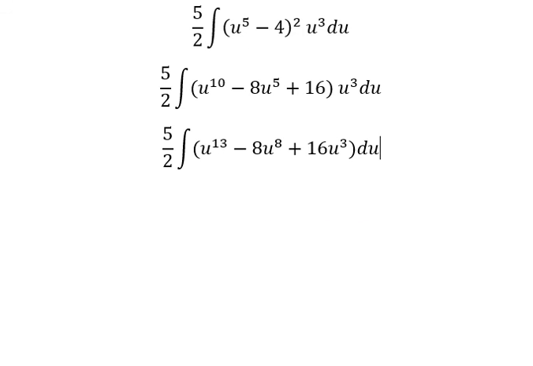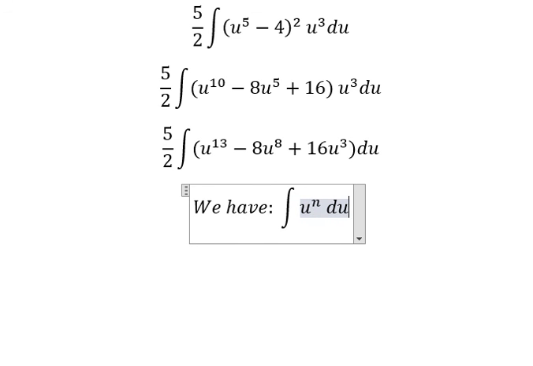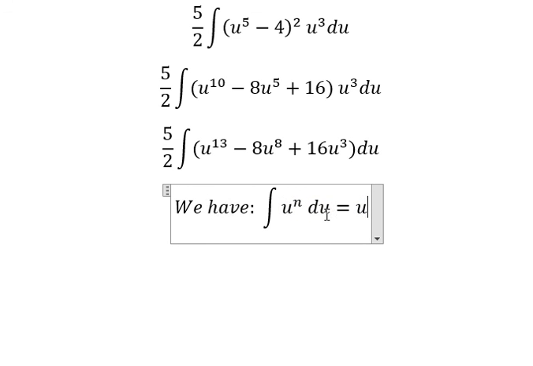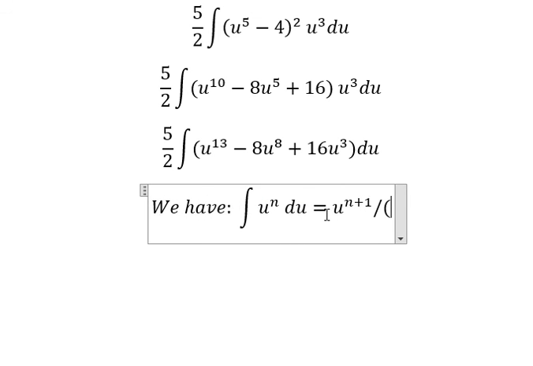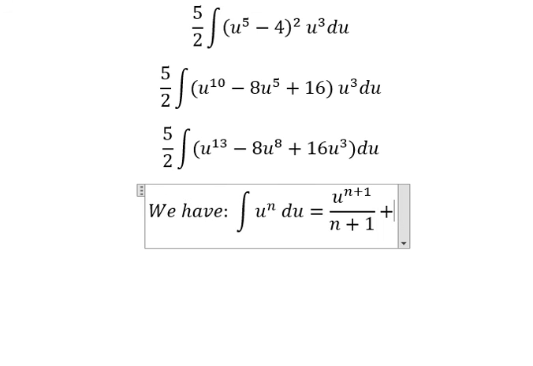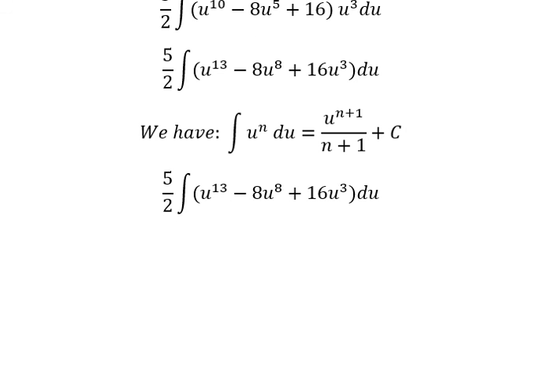And now we have the final answer. We have the formula in here. The integration of u to the power of n du is u to the power of n plus 1 over n plus 1, and we put c. So we apply this one for this one, and this one. And now we have the final answer.